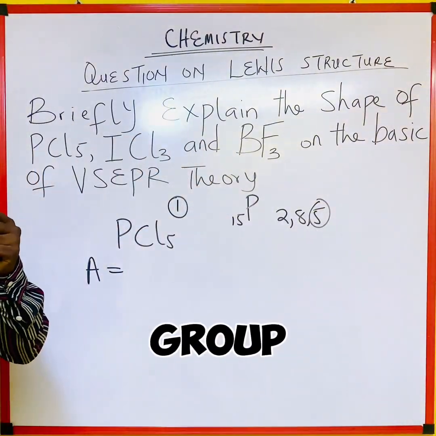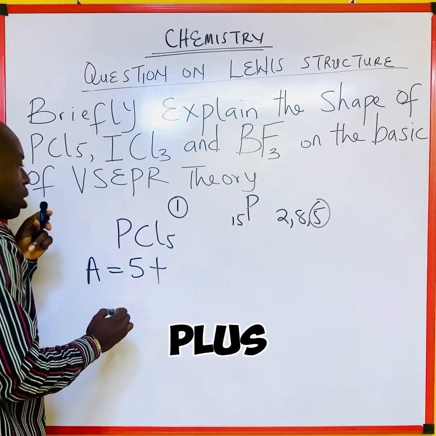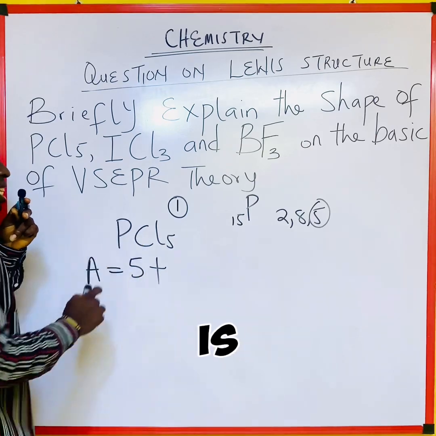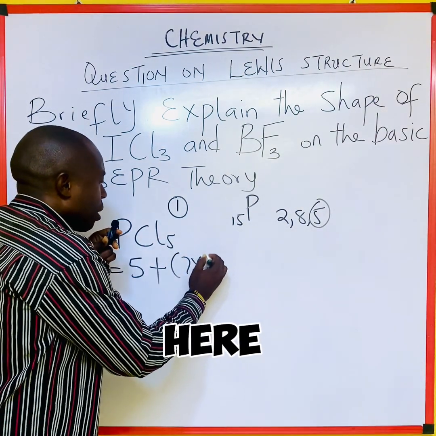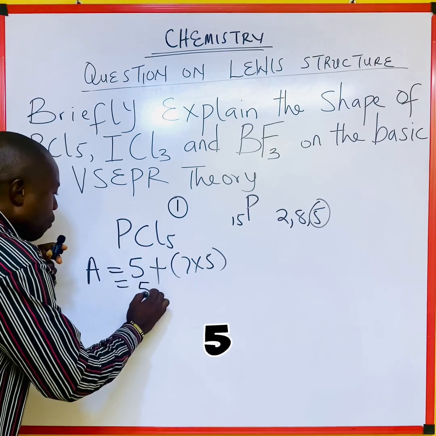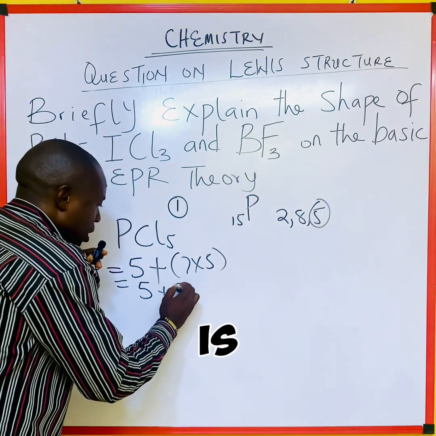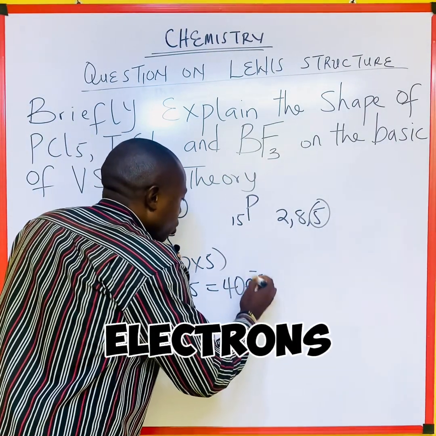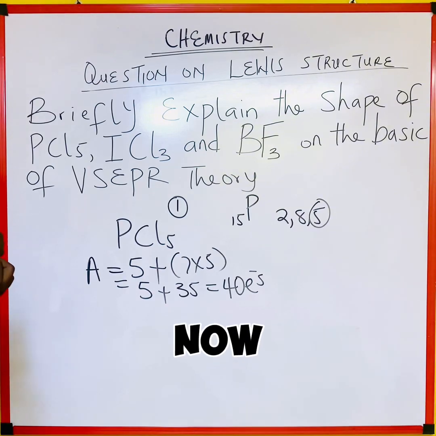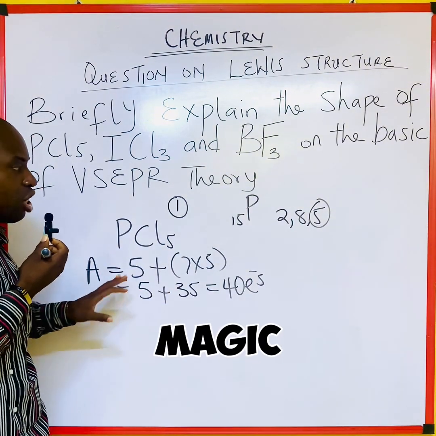In fact, we pick the group. So phosphorus is in group 5, which is 5, plus the group of chlorine, which is 7, multiplied by 5 atoms. So altogether it becomes 5 plus 7 times 5, which is 35. Altogether is 40 electrons. Hence we are able to calculate the magic number.